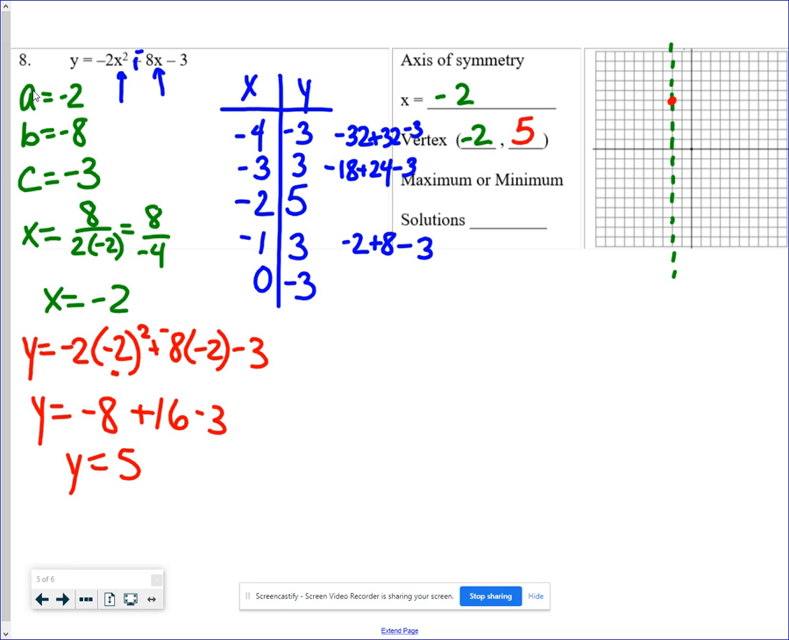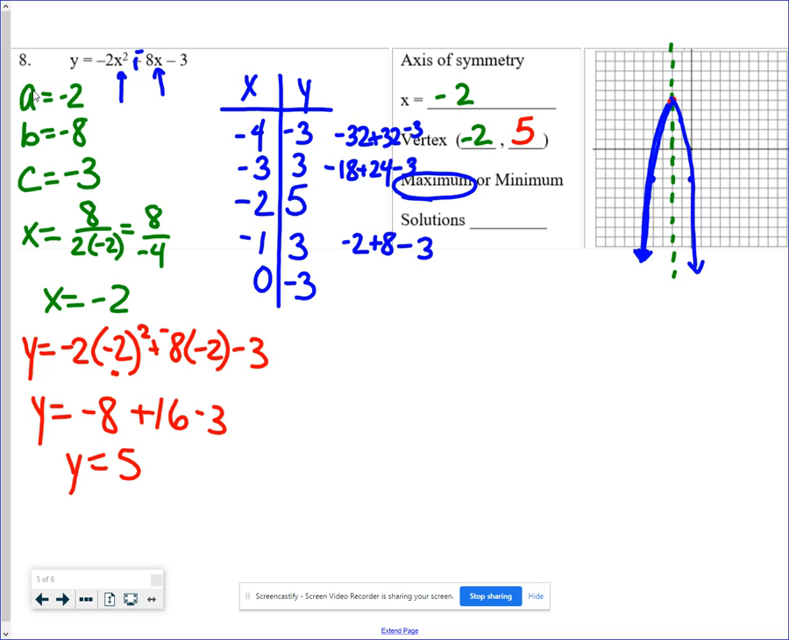So negative 4, negative 3, negative 3, positive 3, negative 1, 3, and 0, negative 3. Whoop. My graph got a little crazy there. I went over too far. So this is not quite going to get all the way over to where that big thick line is that I just drew. But that vertex is a maximum. That is the tallest point that it gets to.